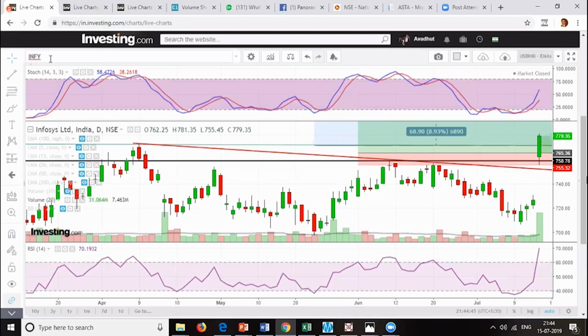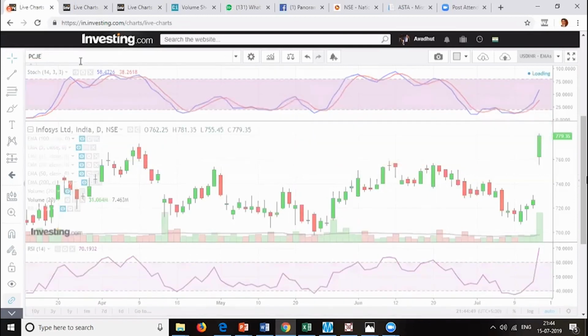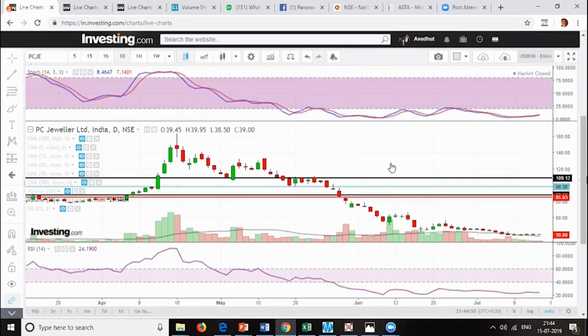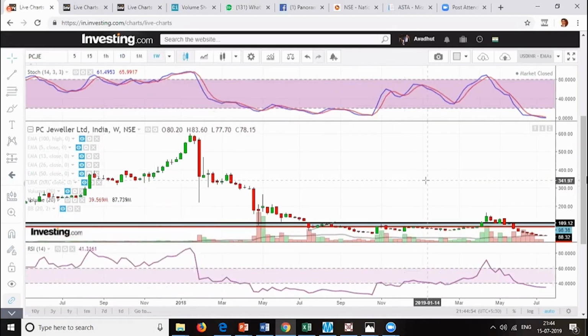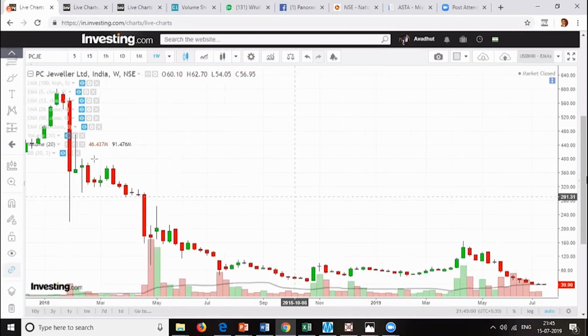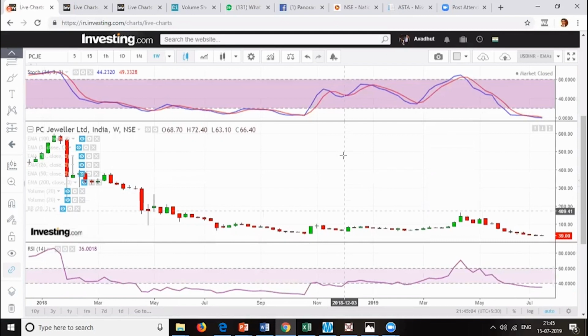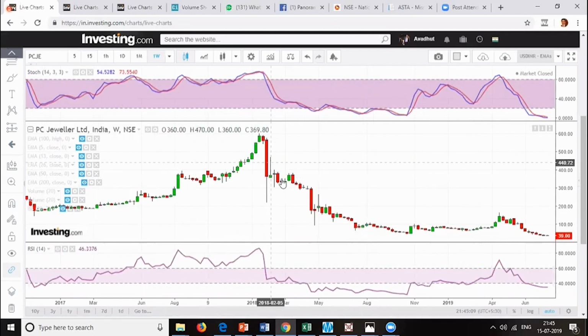Okay, so like PC Jeweler, if I open now, this is in a strong bear market, and I'm just going to the weekly chart. I'm just trying to tell you what happened with this stock a few months back, or rather last month. See, this was a classic Gada, right? This was a stock which I had shorted right here, and I rode it till like 100, and then shorted at 260, rode it to 100, and so on.